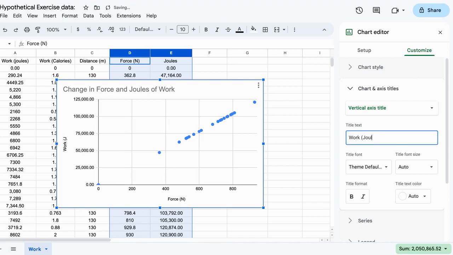And if you really just want to abbreviate or just have joules, that's fine too. But there we go. Okay, we need a trend line. This is a scatter plot. It looks very linear, so we could definitely do a trend line.